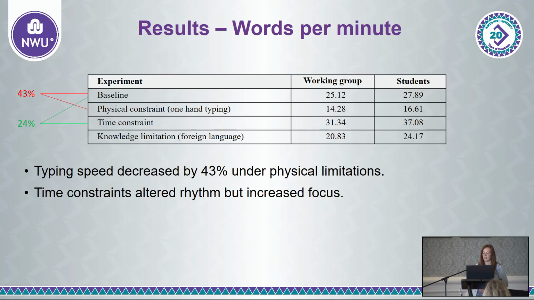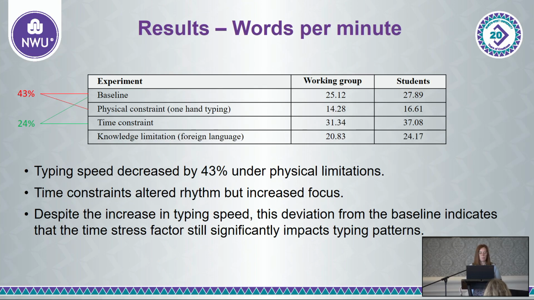If we move on to the time constraint, the time constraint actually showed a positive increase. It increased the amount of words per minute. So this showed a positive increase, which also shows a deviation. Even though it's positive, it also shows a deviation because it can show that people become more effective or efficient when they're under stress. But it also shows a deviation from the baseline, so it also influences the typing patterns.